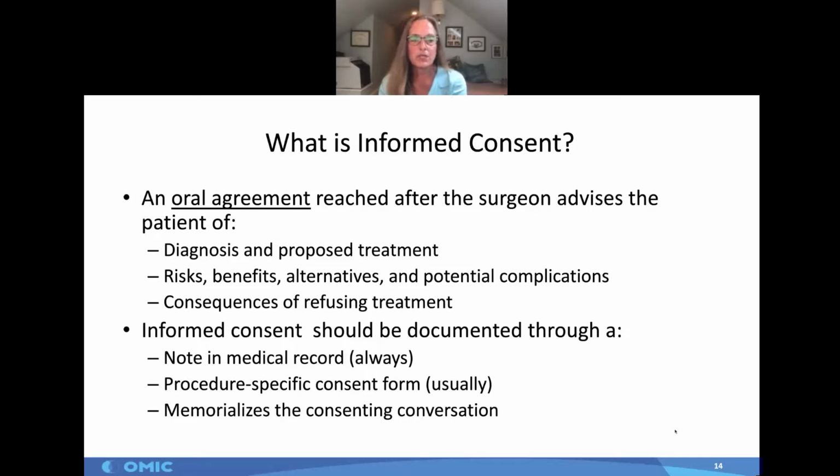But this really memorializes the consenting conversation, this whole documentation that you're doing. If you review anything that the patient specifically had concerns about and document that, that's a robust way to really memorialize your conversation. Next slide, please.